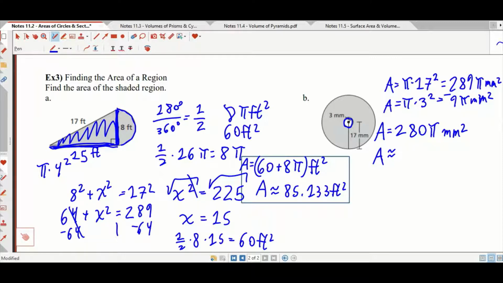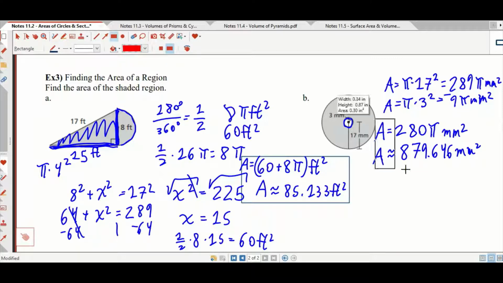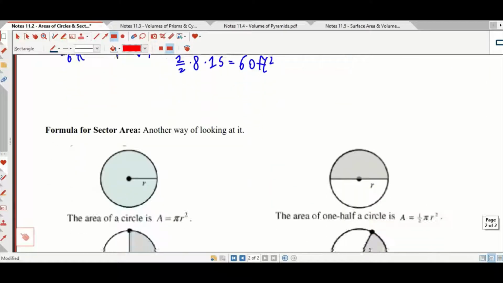So if we do 280 times pi, you get 879.646 millimeters squared. And there you have it.